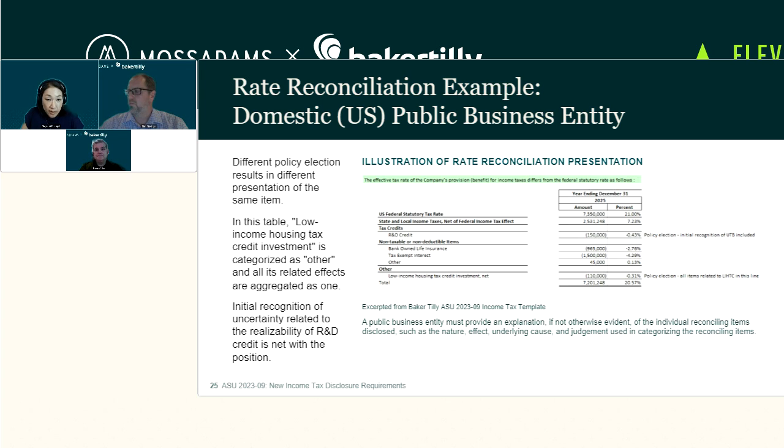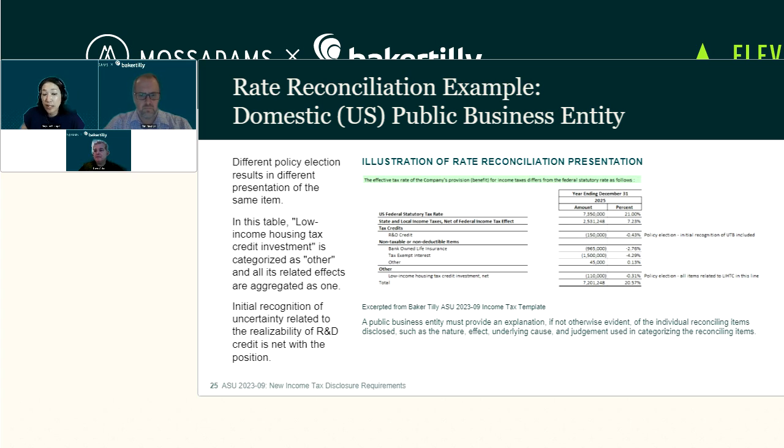So in this slide, we're showing the R&D tax credit being presented net of the initial recognition of the UTB. Also now, the low-income housing tax credit investment is all net together: the three different items, tax credit, amortization, and then the additional tax benefits are all net together and shown as other. So now it's showing the tax benefit instead of three different items presented in different categories. So you can choose to present items a different way.